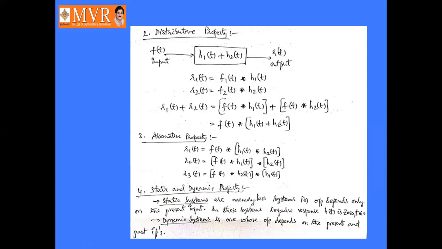Coming to the dynamic systems: static systems are memoryless, so the output depends on the present state of the input. Dynamic systems have some memory, consisting of some storage device. A dynamic system is one whose output depends on present and past inputs.